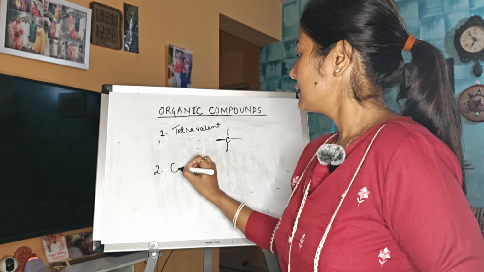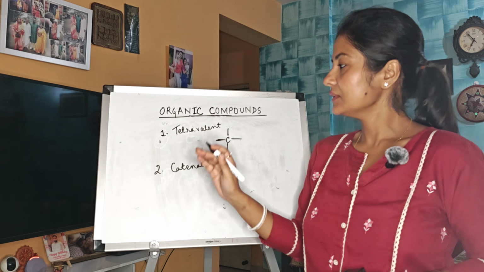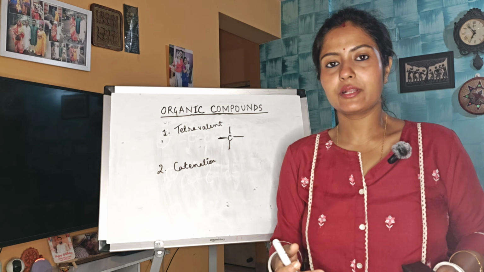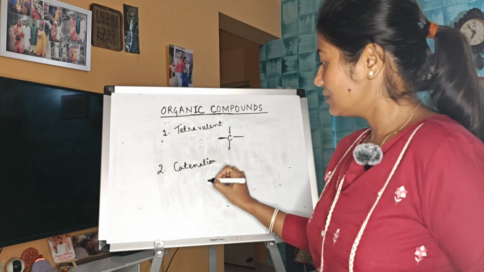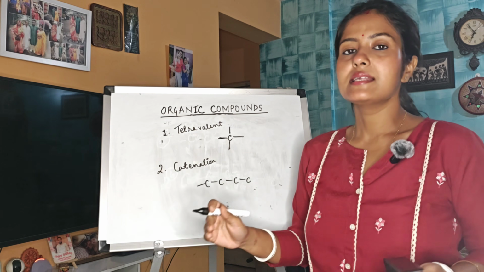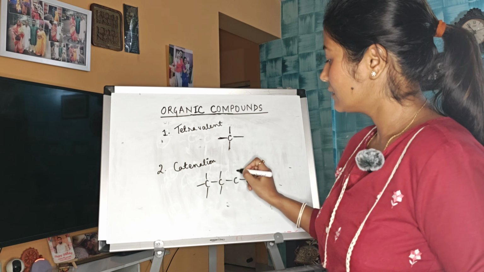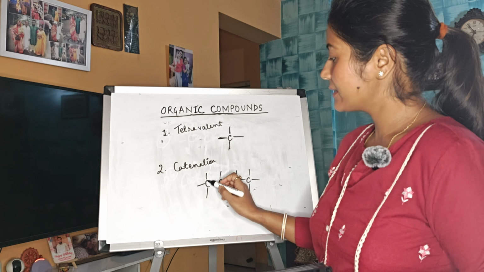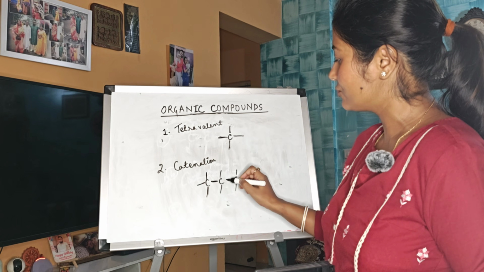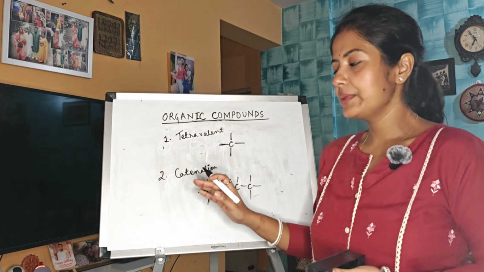Next, catenation. This is another very important characteristic of carbon compounds. Catenation means carbon always has a tendency to link with other carbon atoms in chains. This is how carbon will link with other carbon atoms, and this property is called catenation or self linkage. But one important thing to keep in mind is that carbon will always show a valency of 4. For example, this carbon has a valency of 4, 1, 2, 3, 4. For this also similarly 1, 2, 3, 4. And similarly for all other carbons, valency will always be 4.